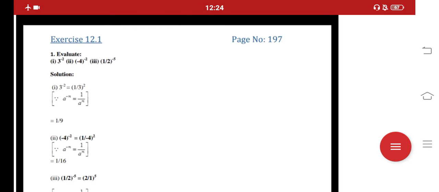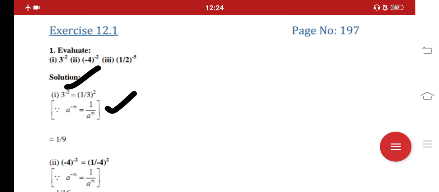Hello students, today we are going to start a new chapter of class 8, that is exponent and power. So see here what is given in first question. Evaluate, there are some options, we have to evaluate their values. Now here we have to apply these given identities which we have to follow according to the question. Okay, so see 3 to the power minus 2, this is our question.